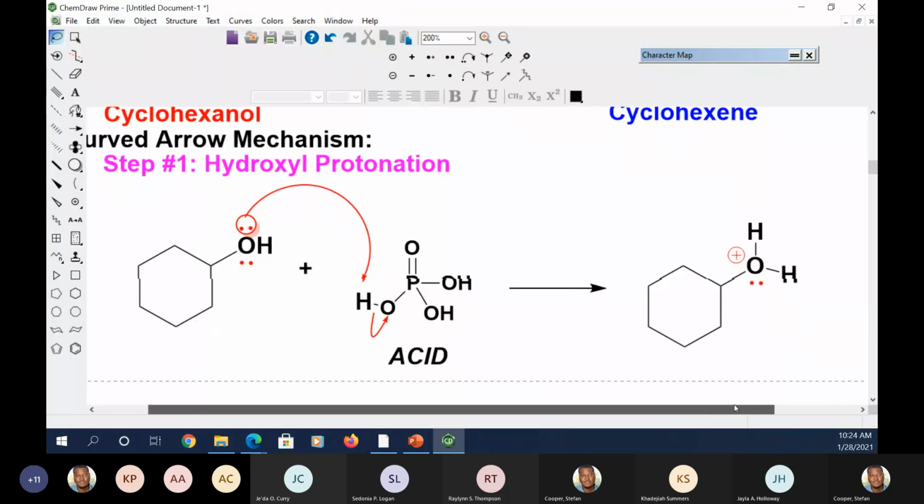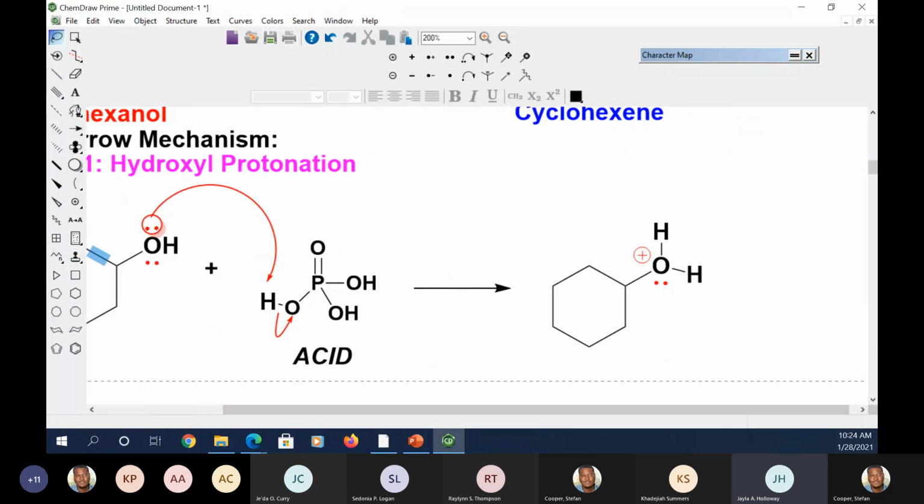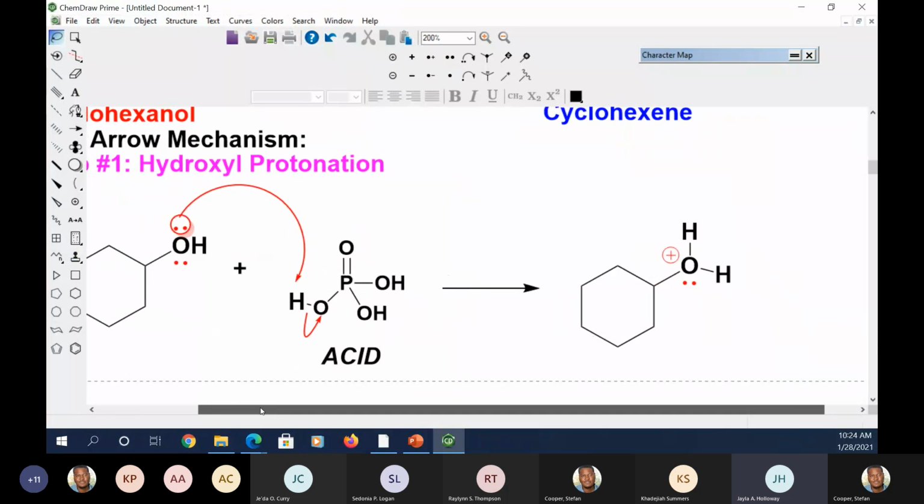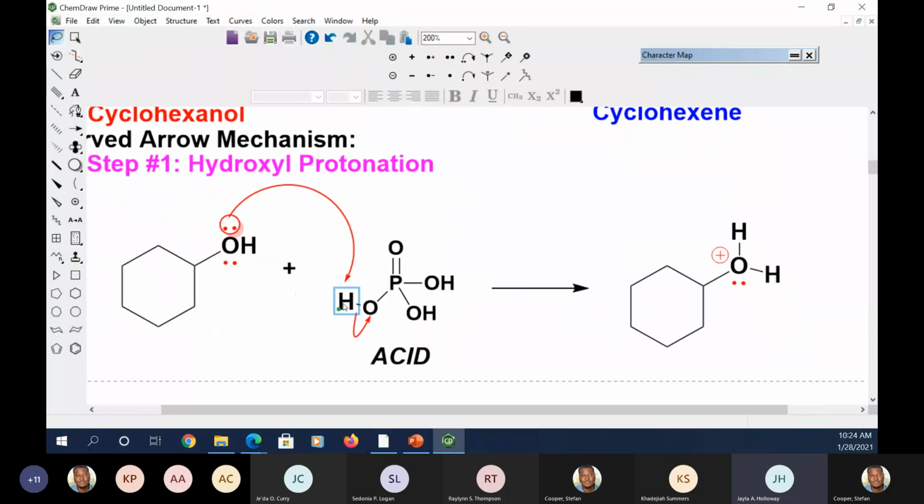So this is why this oxygen has a plus charge. All right. Very good. What else? But Dr. Cooper, go ahead. Can you explain where the H's came from in the first step? Okay. Yeah, sure. Maybe I should color code. I'll give that a red color.